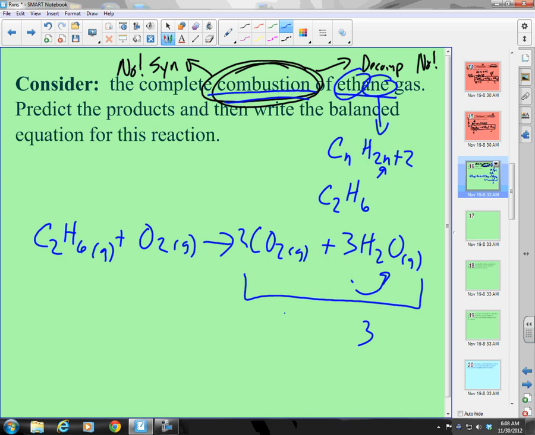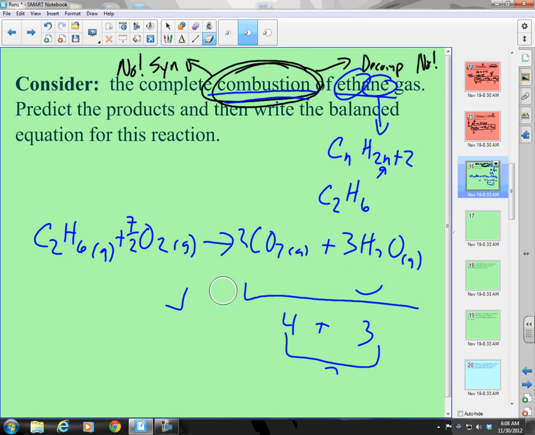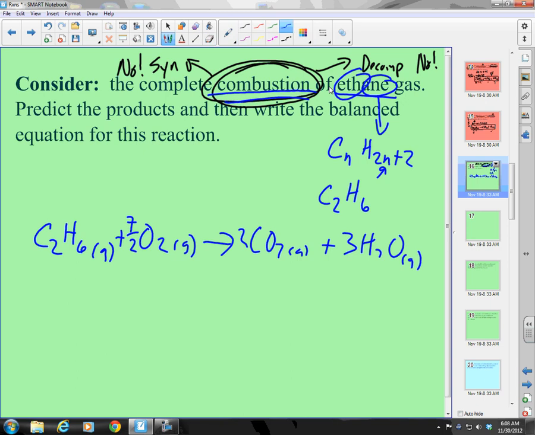And 2 times 2 is 4, so that means I have 7. And oops, how do I get 7? Oh man, this is a problem, because then I'd have to have 7 halves oxygen. Well, we don't usually like that when we're writing our balanced equations. You can later in the year use fractions, but right now we are not going to use fractions as coefficients. So how do I get rid of that?